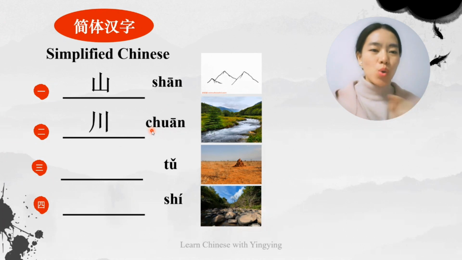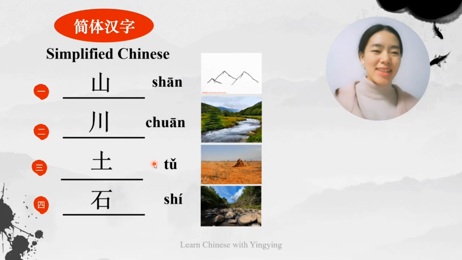chuan, chuan. It means river. The third word is tu, tu. It means soil. The last one is shi, shi. It means stone.